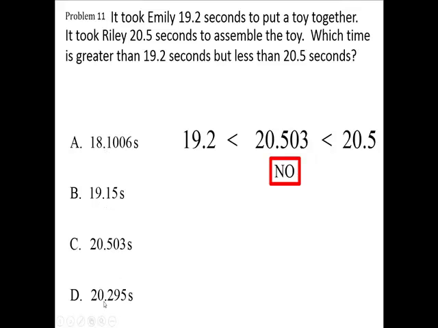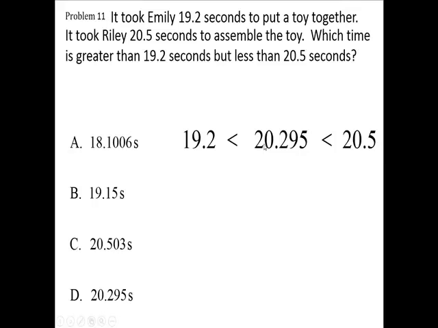Now we have to test answer D. It has to be right because one of these four has to be right. Let's just see though. Is Emily's time less than this time? Is 19 less than 20? Well, yes, it is. And now we put in Riley's time. And we're going to put 2 zeros on the end of this, right? So we'll have 3 places here. 1, 2, 3. I need 2 zeros.